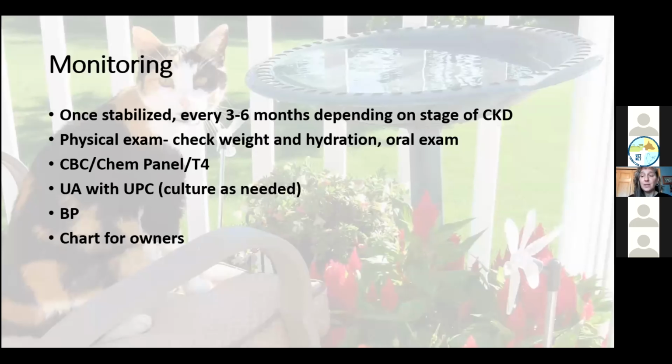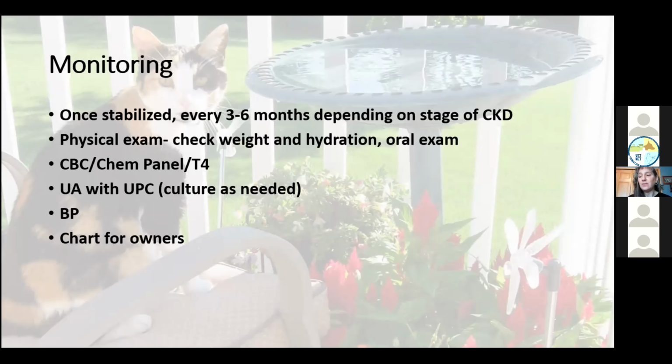Blood pressure needs to be done more frequently in cats that have been proven to be hypertensive. And then I always like to chart this out for the owners. They are a partner with you in this, so make them an active partner. Help them to understand what we're looking for and how these different treatments are working together.